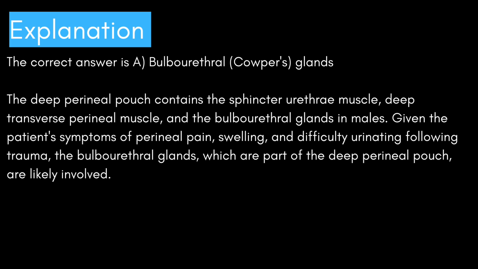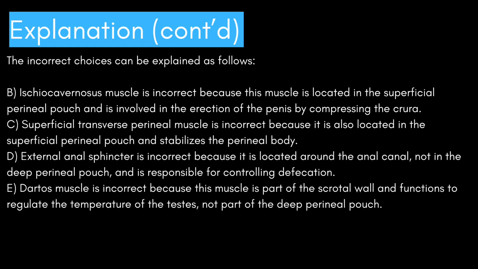The deep perineal pouch contains the sphincter urethrae muscle, deep transverse perineal muscle, and the bulbourethral glands in males. Given the patient's symptoms of perineal pain, swelling, and difficulty urinating following trauma, the bulbourethral glands, which are part of the deep perineal pouch, are likely involved. All right, let's go ahead and see why the other answer choices are incorrect. The incorrect choices can be explained as follows.